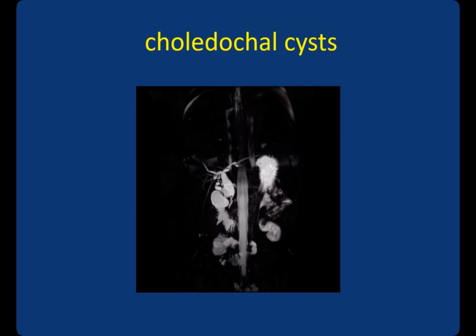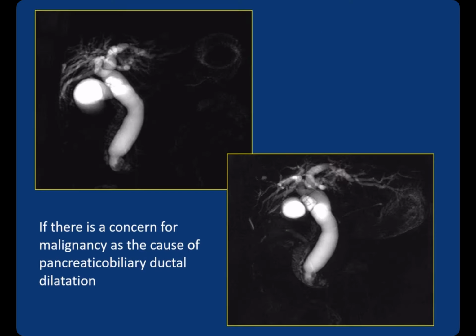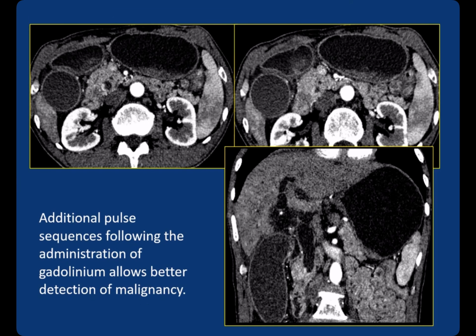In this case, we can see the enlargement of the common bile duct, and it indicates a choledochal cyst. It's a little difficult. In this case, we can see the enlargement of the common bile duct and also the ducts inside the liver, and also concern for malignancy of the pancreas. So we need additional sequences following the administration of gadolinium for better detection of the malignancy. In this case, we can see a small tumor. Here is the small tumor located in the common bile duct.